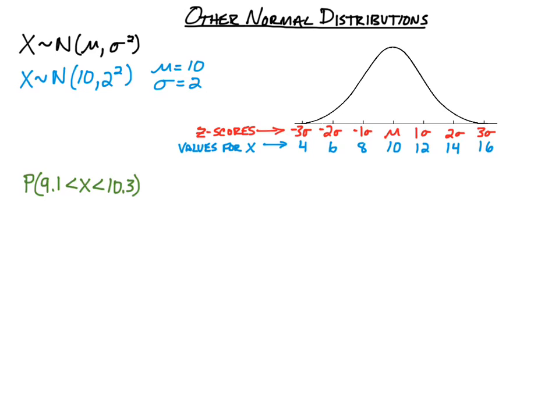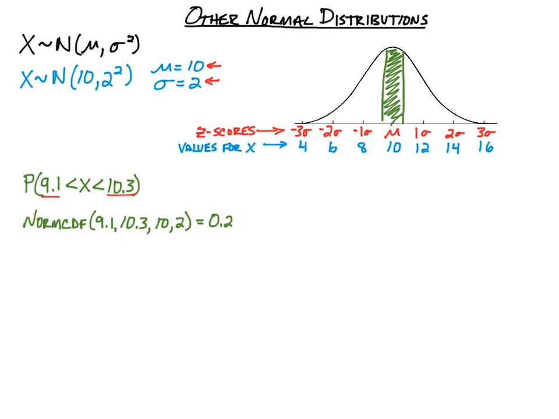So let's look at the probability that x falls between 9.1 and 10.3. We're looking between here. We don't know what these values are, but we can again go to our normal CDF and find this. We start with our lower bound, which is 9.1, and go to our upper bound, which is 10.3. Our mean is 10 and our standard deviation is 2, and we can calculate and get 0.233.